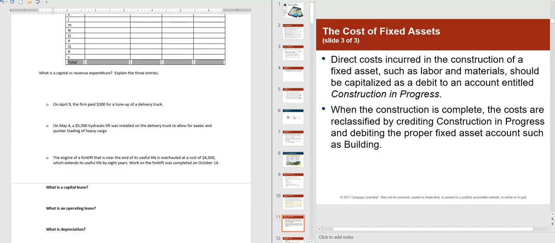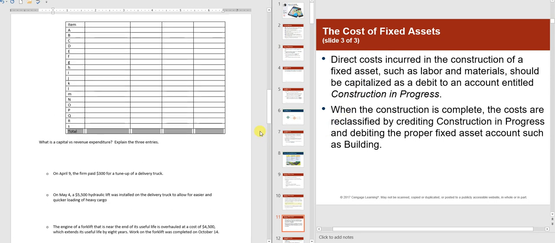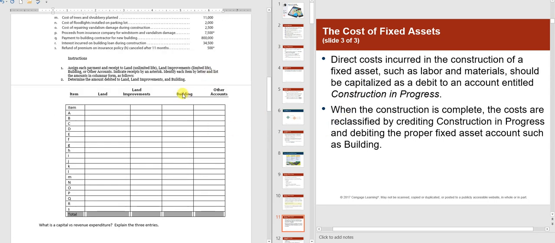One thing that I'm not going to have you do, you just need to know that while I was building the building, the actual title should have been construction in progress, and then when I got done, I took it to the building.